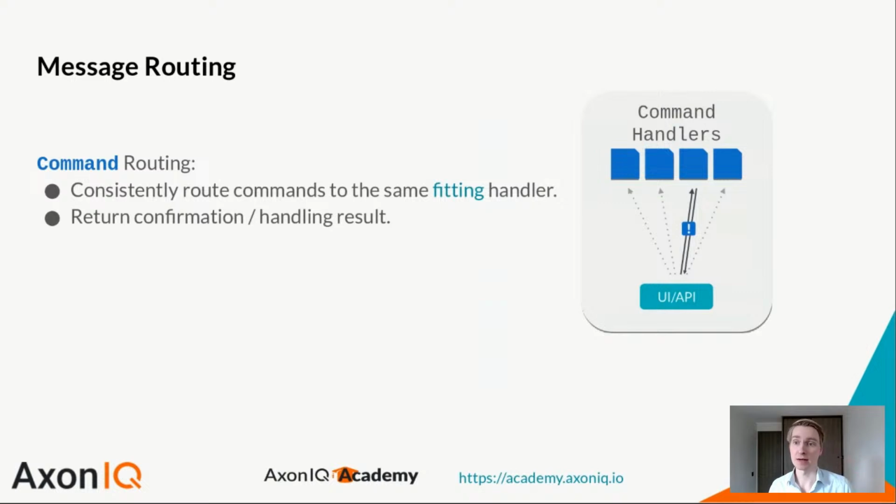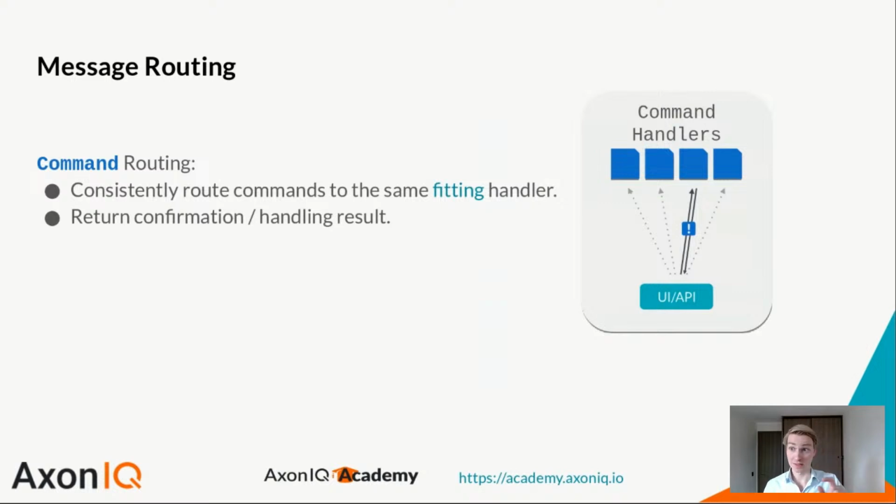Because if my balance on my bank account is, let's say, $150, and I want to make two transfers of $100, the second one would obviously fail because we can't go into the negative. We can only ensure that if both of those commands are handled by the same fitting handler.